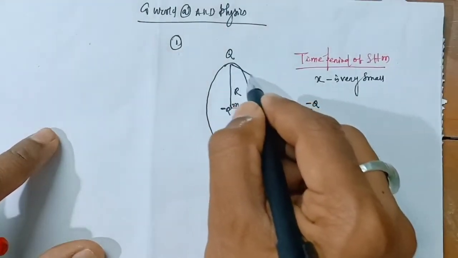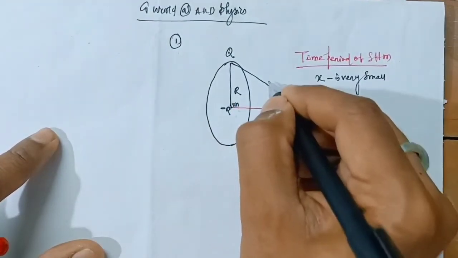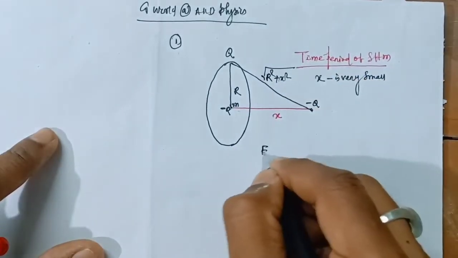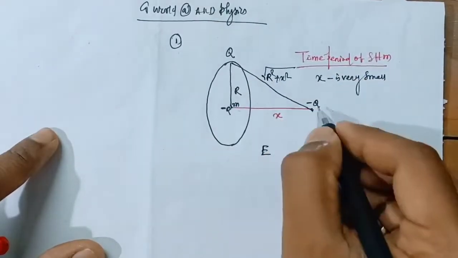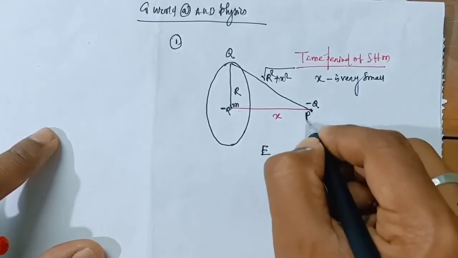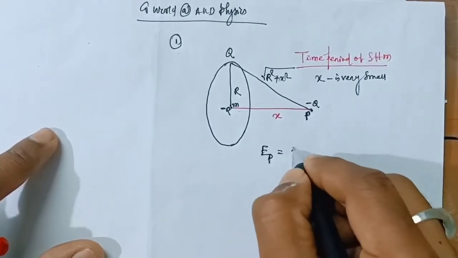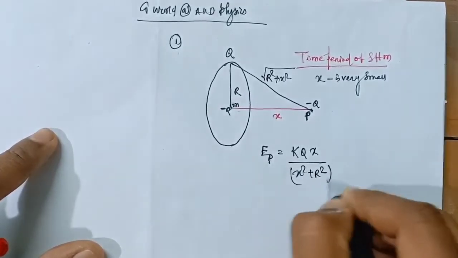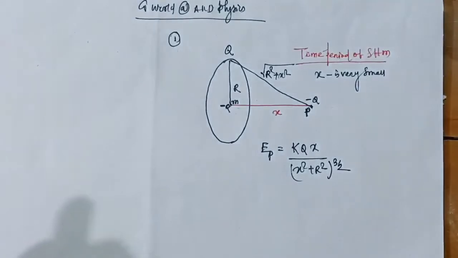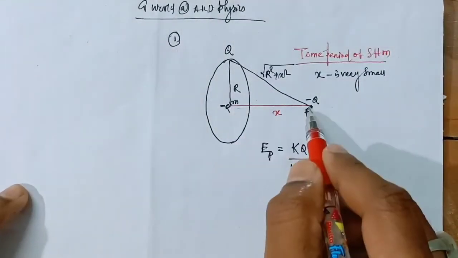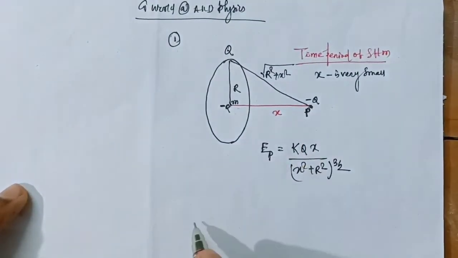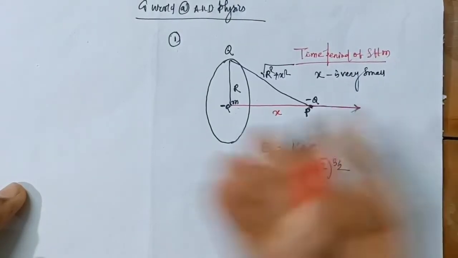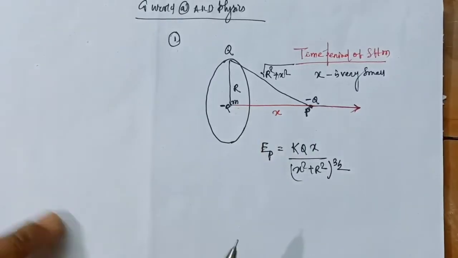We know the expression of electric field on the axis of the ring due to the ring. Suppose I take the point P, the electric field is nothing but KQx upon (x square plus r square) whole to the power 3 by 2. This is the expression of electric field on the axis of a ring at this point P. And the direction of the electric field is like this.